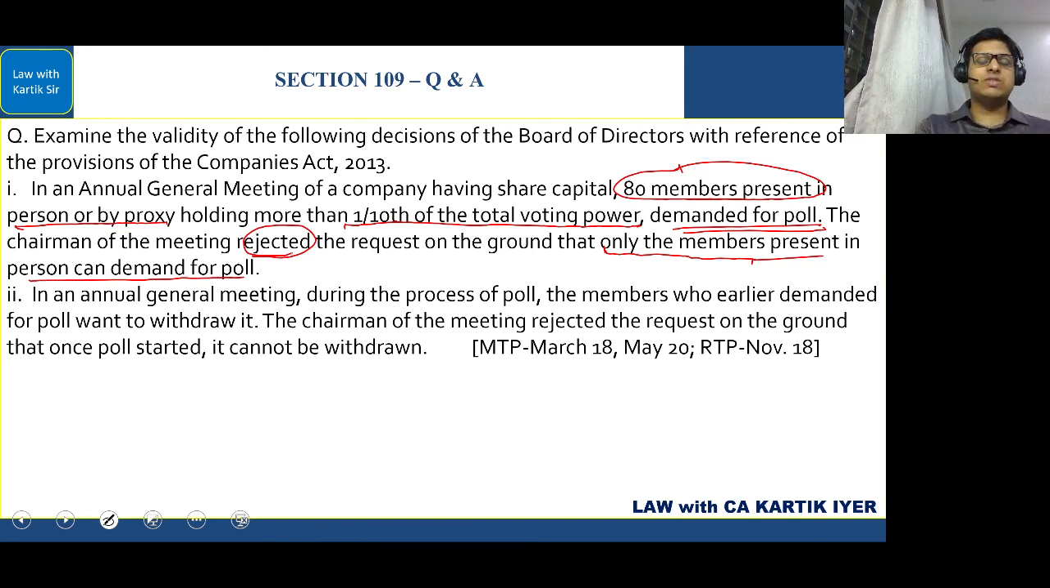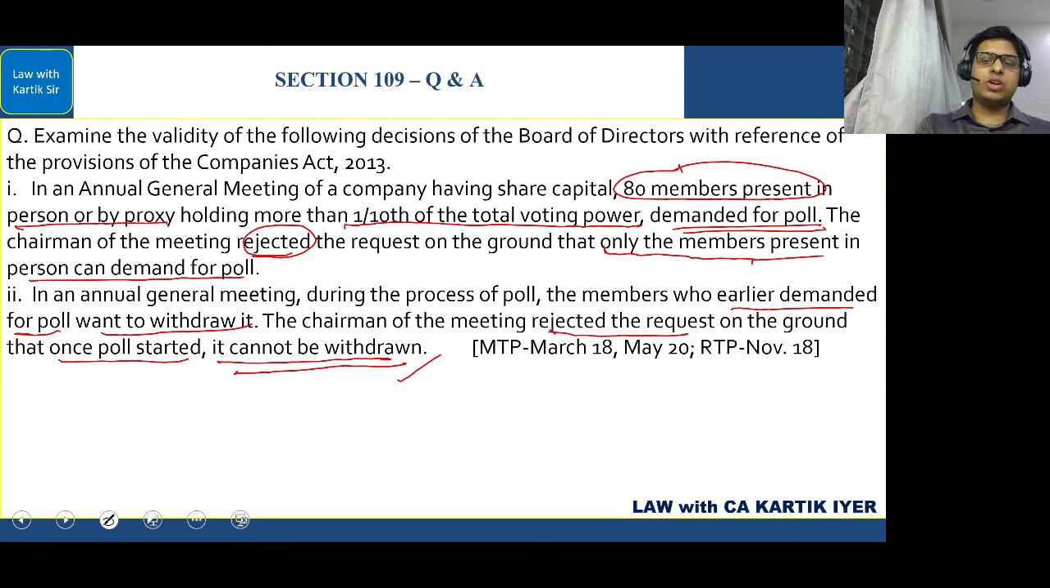Okay. Next one. In an AGM, during the process of poll, the members who earlier demanded for poll want to withdraw it. The chairman of the meeting rejected the request on the ground that once the poll started, it cannot be withdrawn, is what the chairman is saying. Can the poll be withdrawn? The answer is yes. The section provides that the poll can be withdrawn. When you have already demanded for a poll, can the people who have demanded for a poll withdraw it? The answer is absolutely yes.